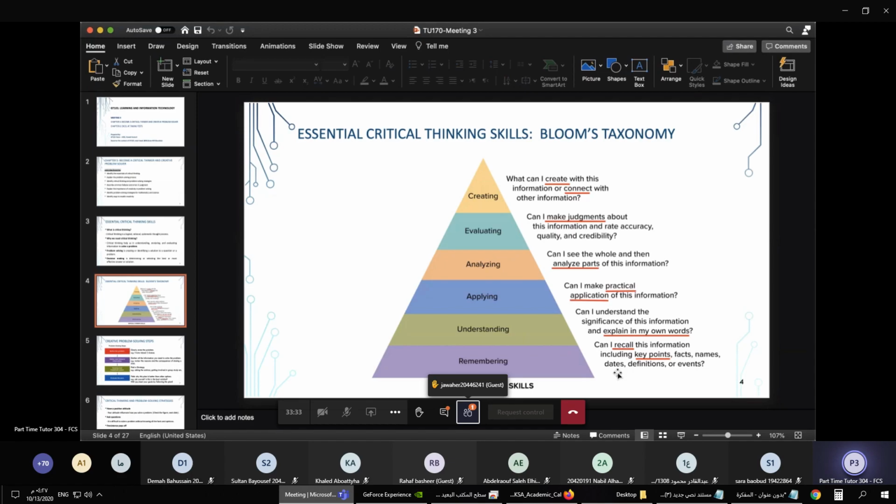Then the third step, what do you do? Anyone can contribute about applying. How do you contribute? You collect information. Now you apply this information in practical. So what is the third step?